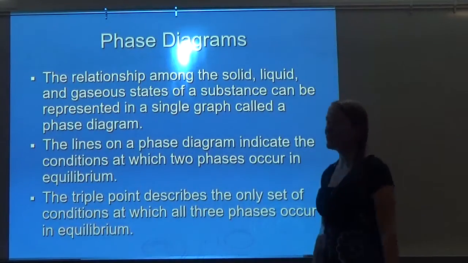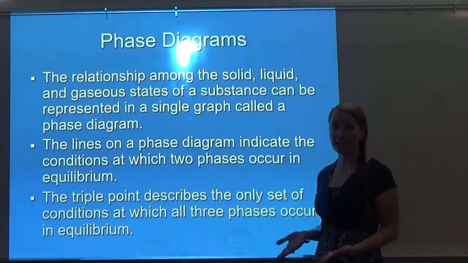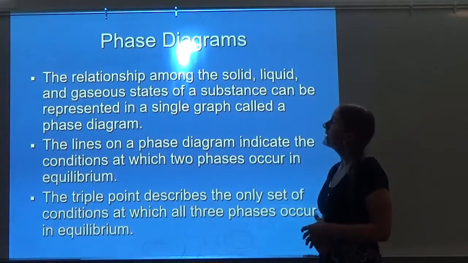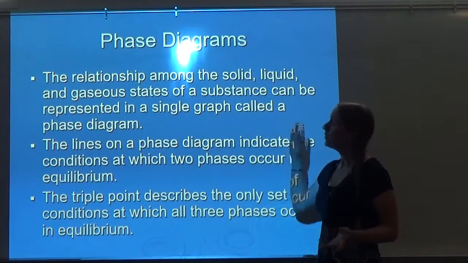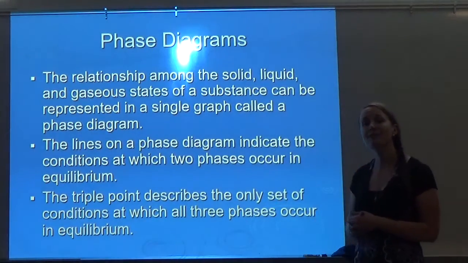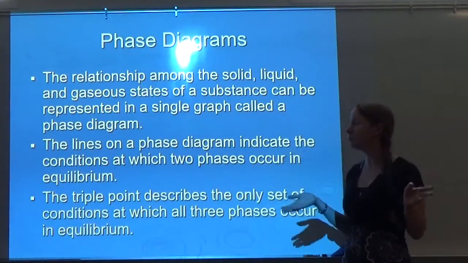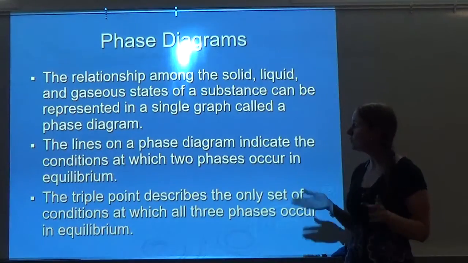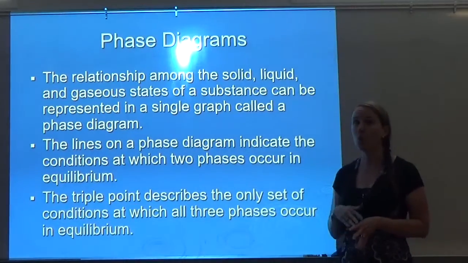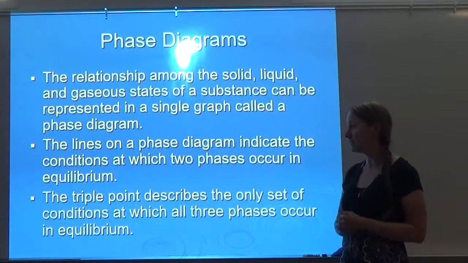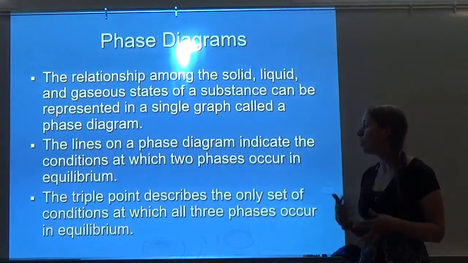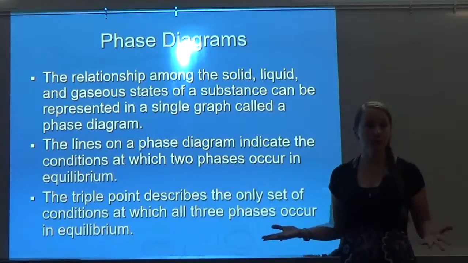So when we're talking about phase changes, we need to discuss the phase diagram. A phase diagram is the relationship among the solid, liquid, and gaseous states of a substance, and it can be represented as a single graph called the phase diagram. It shows what state of matter a substance will be at any temperature and pressure. The lines on a phase diagram indicate the conditions at which two phases occur in equilibrium, or it means there's a phase change happening. The triple point describes the only set of conditions in which all three phases occur in equilibrium.